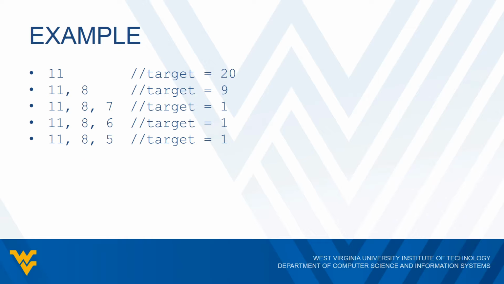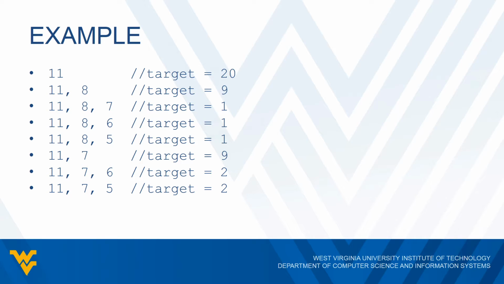So then we can try 11 and 7, and we go back to our original target where we're trying to fit 9. So this means that we would have 2 left over. So we still need to fit 2, but we need to try all the combinations. So we would try 11, 7, and 6. Well, that's too much, so that doesn't work. So we take the 6 out. So we'll try the 5. That's still too much, so that doesn't work. So we know that 11 and 7 together does not work. It will not be part of the knapsack.